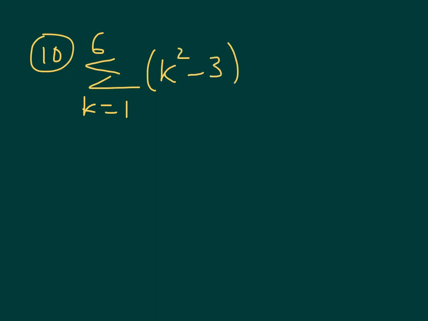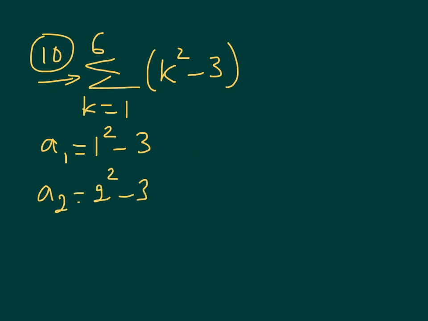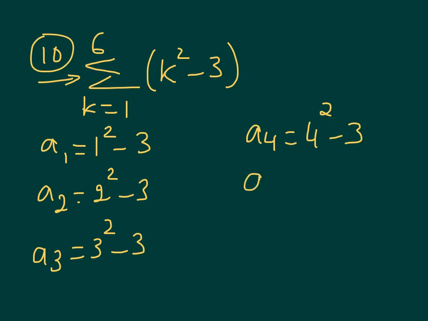Number 10. Number 10, we have the sigma that goes k equal 1 through 6 of this rule, k squared minus 3. Now your job to generate this sequence and then we'll add them all up. Sigma means add them up, the sum. So the first term, to get to the first term, we're going to let k equal to 1 will be 1 squared minus 3. The next term will be 2 squared minus 3. The next one will be a3. That will be 3 squared minus 3. The fourth term will be 4 squared minus 3. And so on till you get to 6.